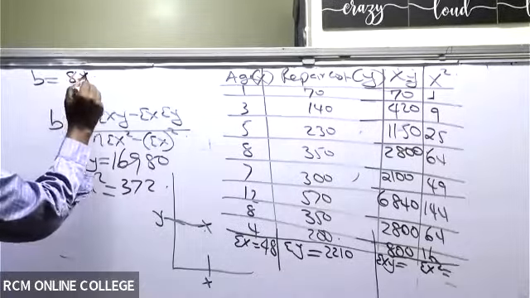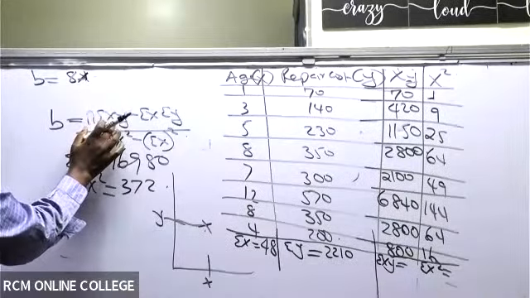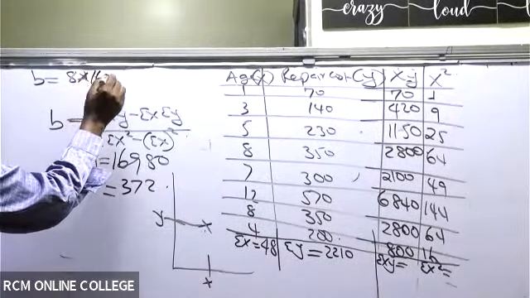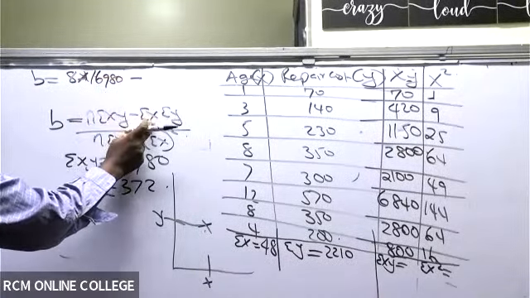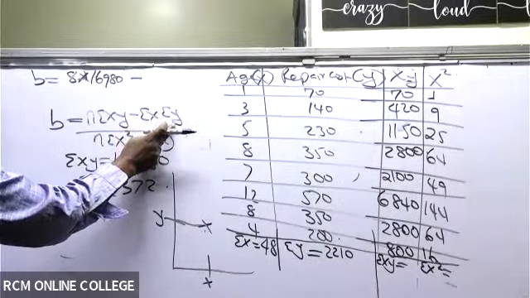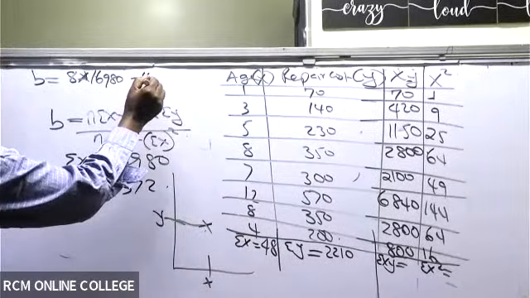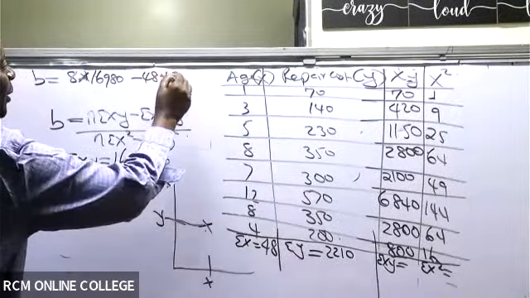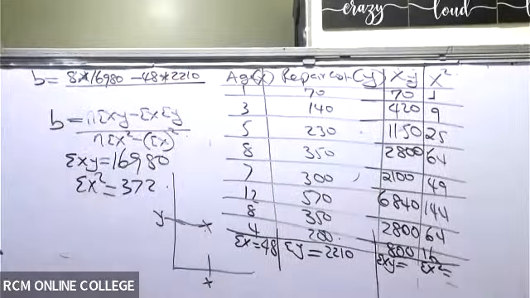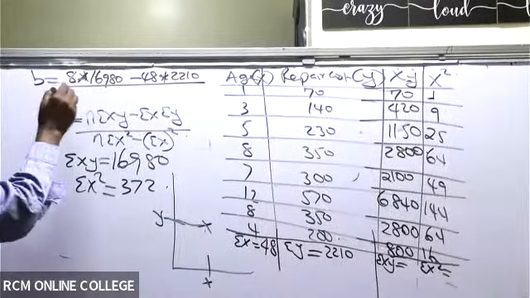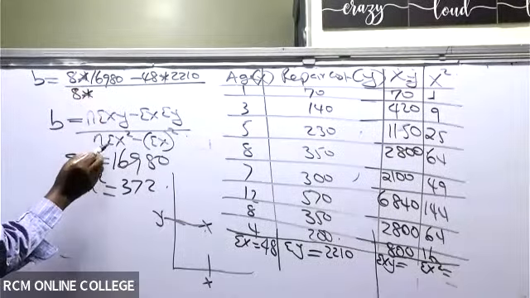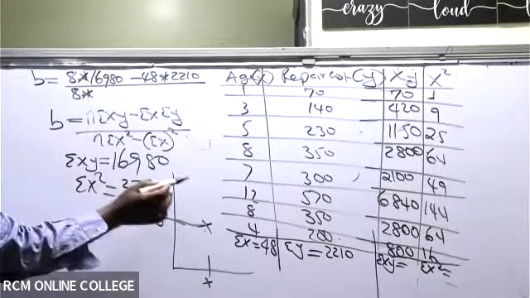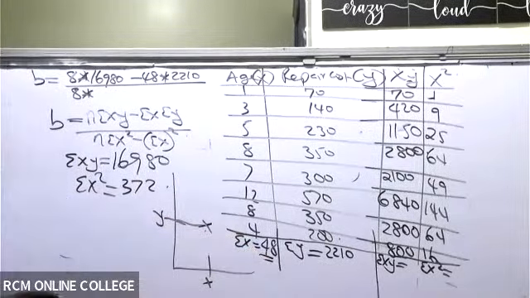I'm plugging in here. So 8 times the sum of xy, which is 16,980, minus the sum of x, which is 48, times the sum of y, which is 2210, all over n, which is 8, times the summation of x squared. Don't take this sum of x, squared, no.